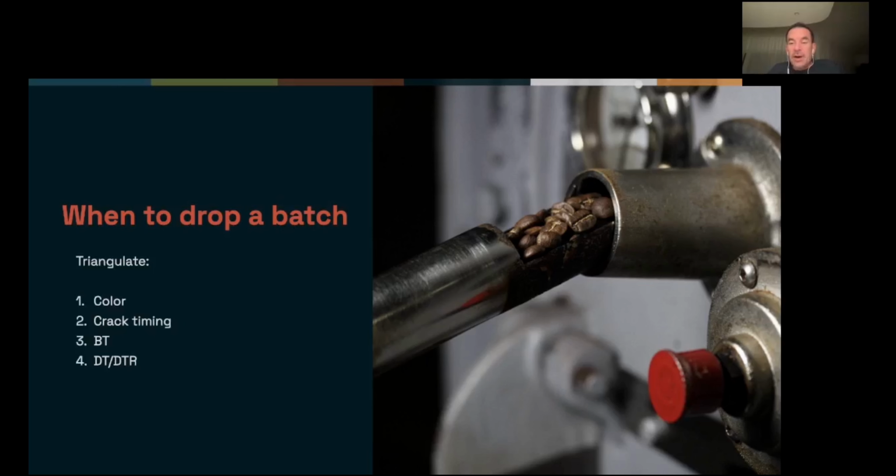If you are in a standard situation where your curves are very consistent, then you can fall back on using either bean temperature or development time to decide when to drop batches. And if you are what I call off curve, so you have a reference curve, you're a little bit off for some reason, something's inconsistent, then I would say focus on development time exclusively to decide when to drop a batch if you're just a little bit off curve.